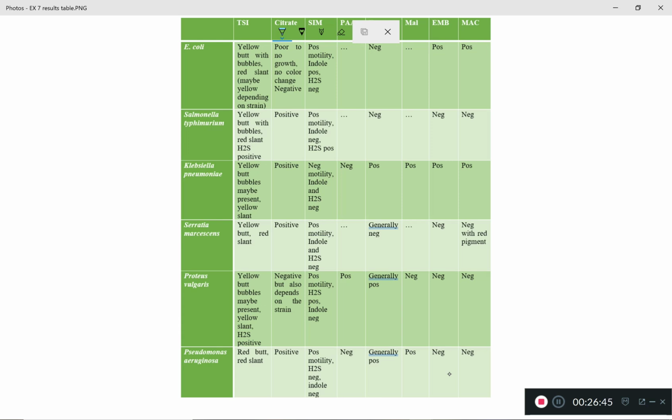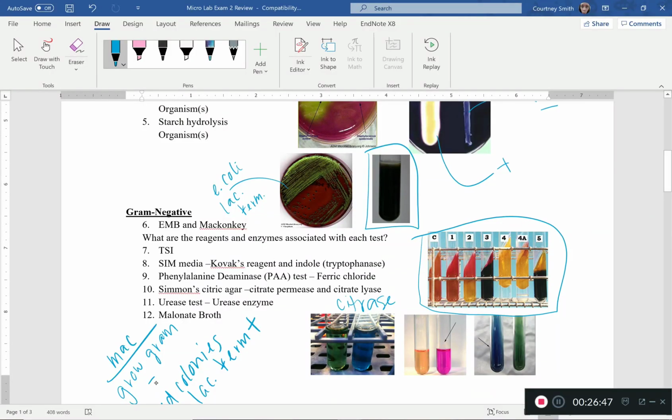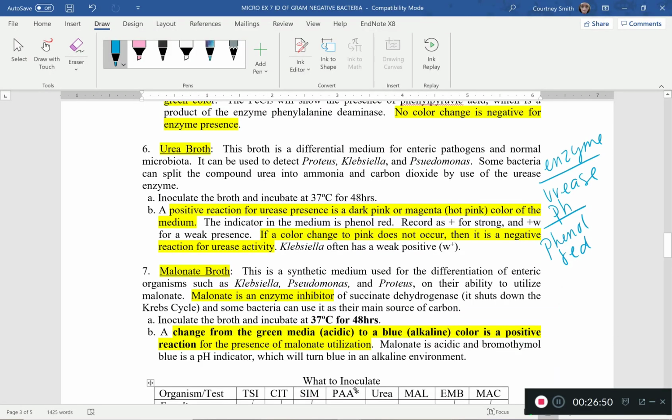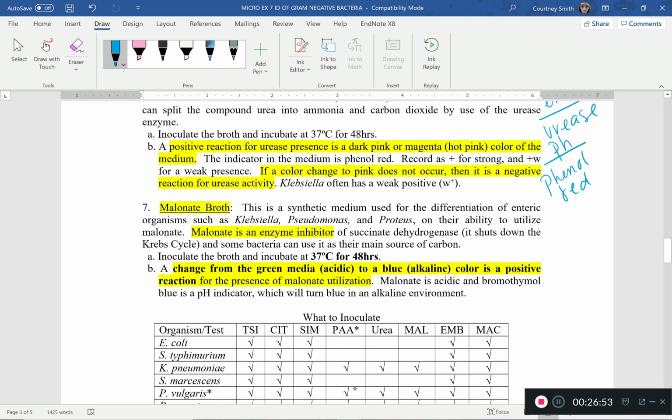And then I believe next we have malonate broth. So with malonate broth, you're also looking for a color change. The pH indicator for that is the same as the Simmons citrate, the bromothymol blue. Malonate itself is an enzyme inhibitor, specifically of succinate dehydrogenase. So it shuts down the Krebs cycle within a bacteria, and then also sometimes they can actually use it as a carbon source. It's kind of cool.